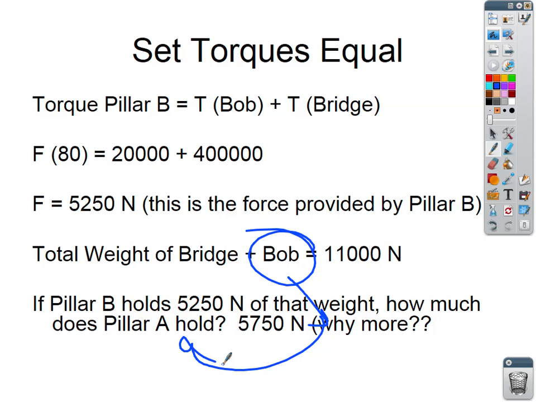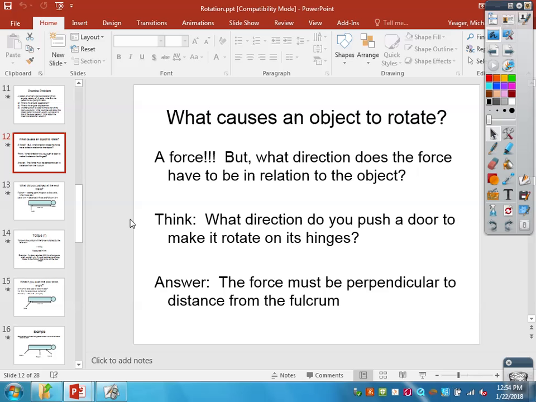Now, if Bob walks across the bridge, where would Bob have to be in order for the two pillars to be exactly the same? That would be the center. What happens when Bob passes the center and goes towards B? The force of B will increase while the force of A will decrease. So those are some of those other things that we will play around with as we continue doing problems with this. And that is it. Thank you.